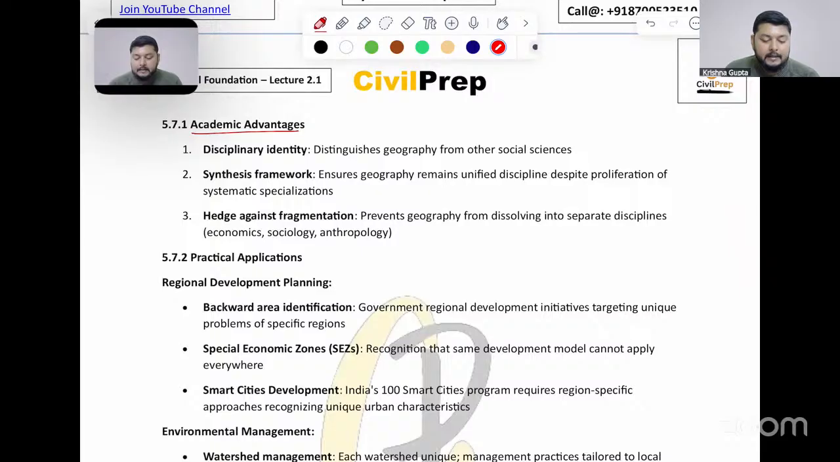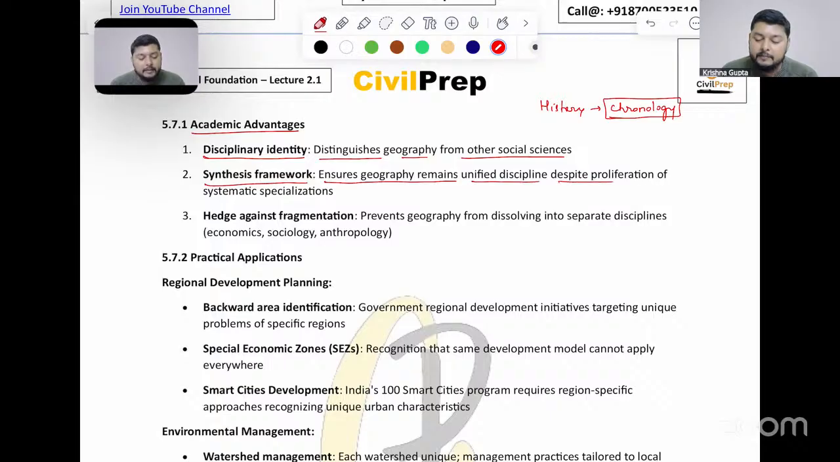Academic advantages, like disciplinary identity. Basically, it distinguished geography from other sciences. Similar kinds of phenomena are not applicable in physics, not applicable in history. History is somewhat applicable in the form of chronology, which was also one of the exceptional subjects as per Kant here. Now, the synthesis framework ensures geography remains a unified discipline despite the proliferation of systematic specializations.